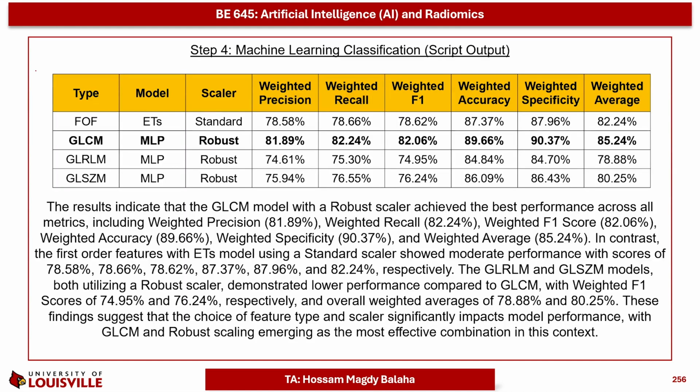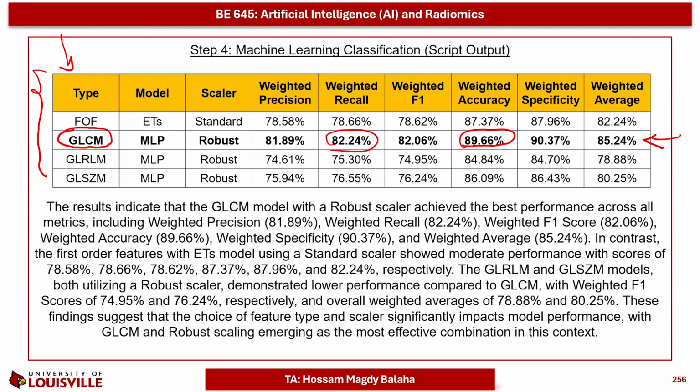If we combine as a summary table the different feature types, first order feature, GLCM, GLRLM, and GLSCM, with the top one model and scalar for each experiment, we will find that GLCM reported the best of them, 85.84 as a weighted average, and as an accuracy 89.66, and as a recall 82.24.